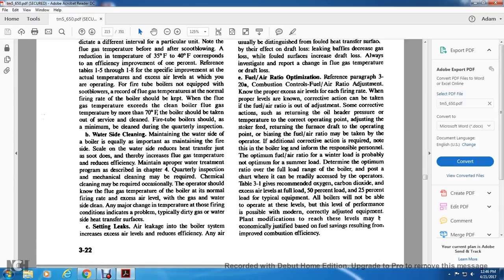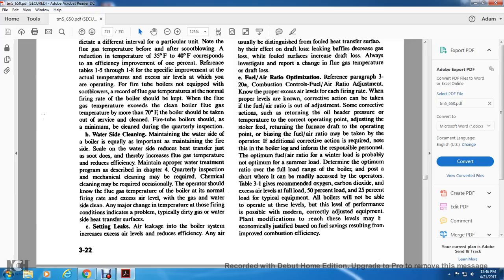Waterside cleaning. Maintaining the water side of the boiler is equally important. Scale on the water side reduces the heat transfer, thereby increasing the flue gas temperature and reducing the efficiency. Maintain a proper water treatment program as described in Chapter 4. During the quarterly inspection, mechanical cleaning or, if required, chemical cleaning may be required. The operator should know the flue gas temperature of the boiler at normal firing rate and excess air level, with the gas side and water side clean. Any major change in the temperature at the same firing conditions indicates a problem. Typical dirty gas side and water side transfer surfaces.